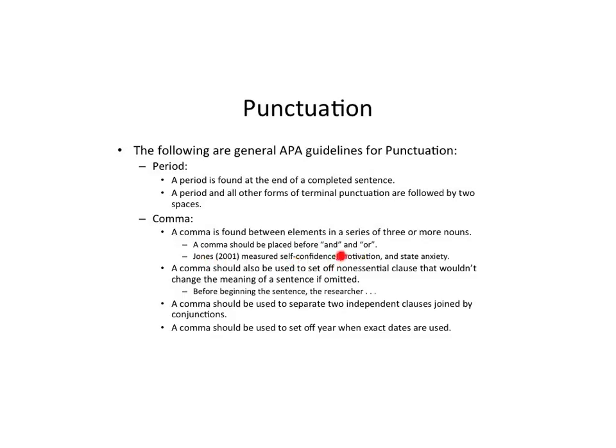So, Jones measured self-confidence, motivation, and state anxiety. A comma should also be used to set off non-essential clauses, such as before beginning the sentence, the researcher should, blah, blah, blah. A comma should be used to separate 2 independent clauses joined by conjunctions and should be used to set off dates. Those are your regular comma rules.